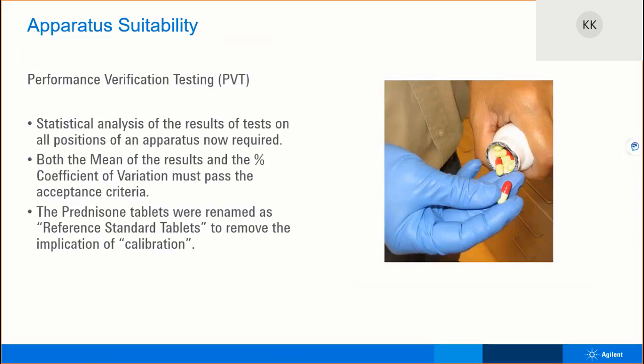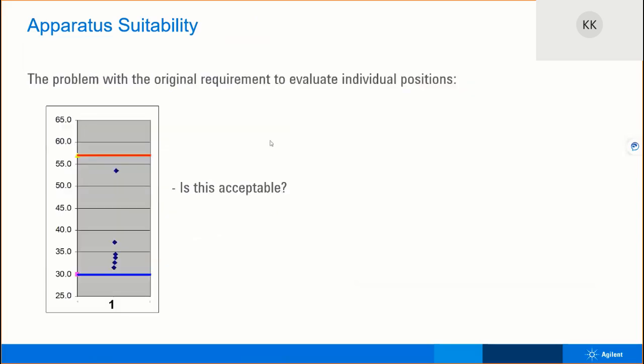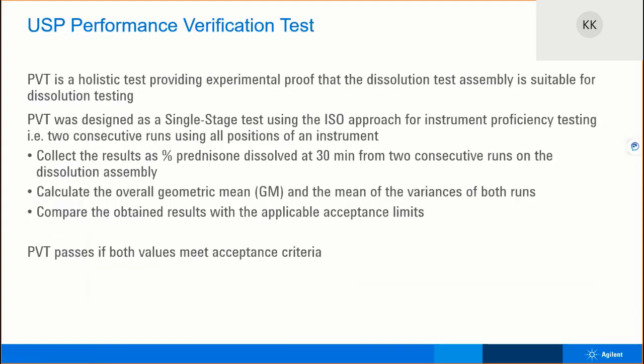It is just not possible. So the problem with the original requirement to evaluate individual positions was really like, what do you do if you have results that all kind of center around this 30 to 35% area, but then you have this great outlier here, right? I mean, is this still acceptable? Obviously not, right?